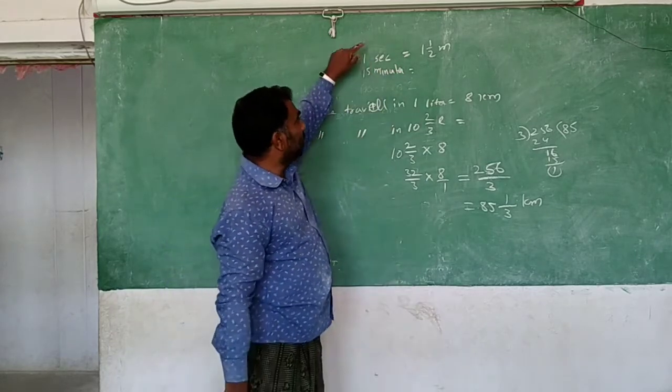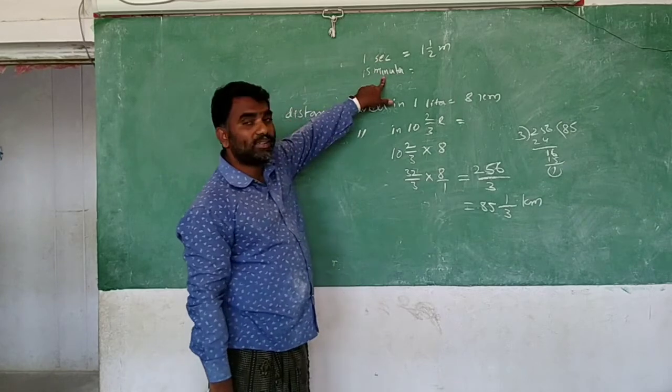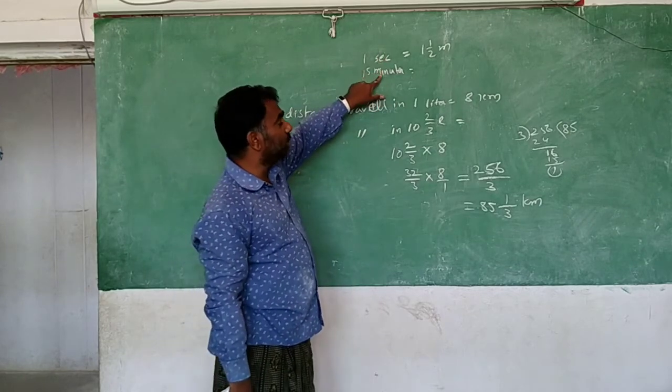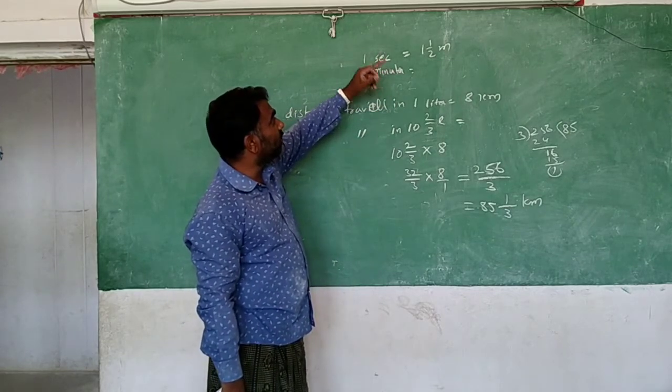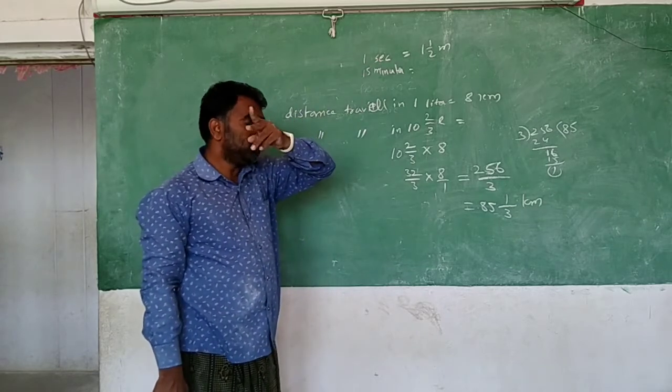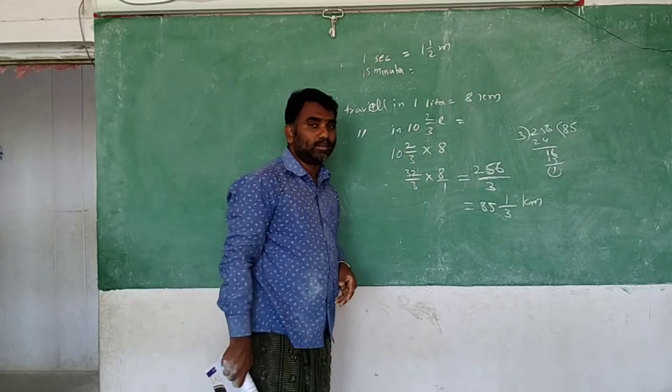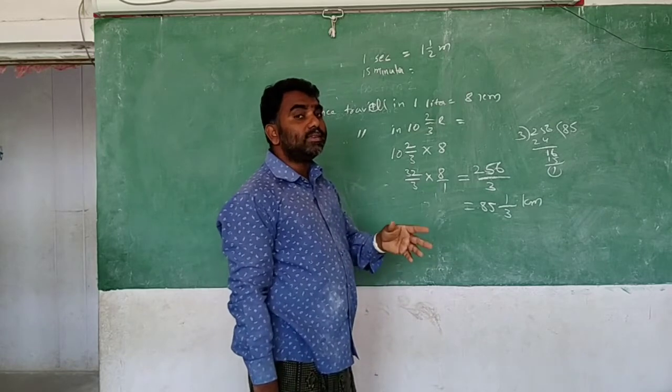Because it is given in seconds, here also we should ask for seconds only. But he asked for minutes, no? That's why you have to convert minutes into seconds. You know 1 minute is equal to 60 seconds.